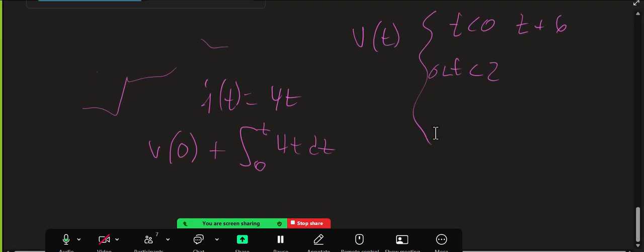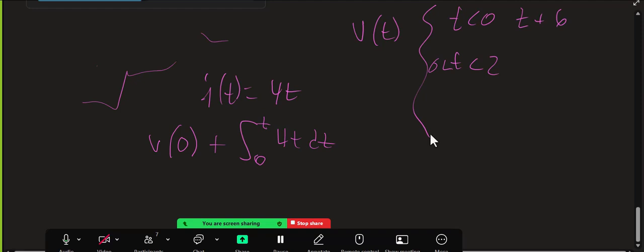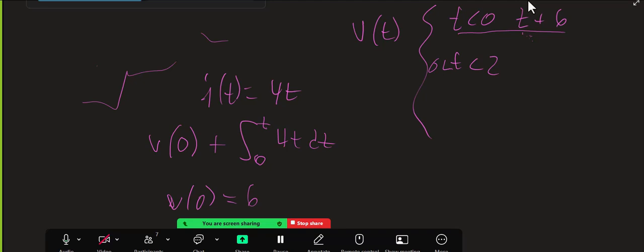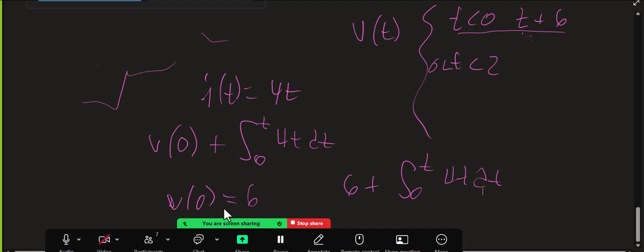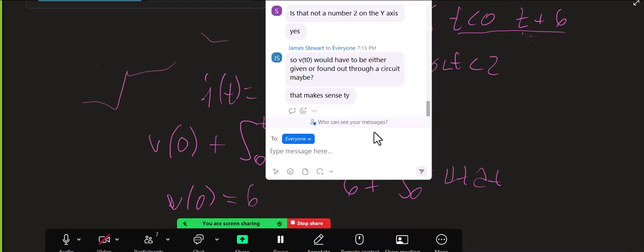Where do I get that V of 0? How do I find that? It's from the last one. So this is what the voltage is up until 0. It can't change instantaneously. So at 0, it has to be what this is at 0. So V of 0 would equal, you plug 0 in, you get 6. So then I do 6 plus the integral from 0 to T of 4T dt, and then I'd go on from there. Did that answer the question? Yes, good. Okay, good. All right.